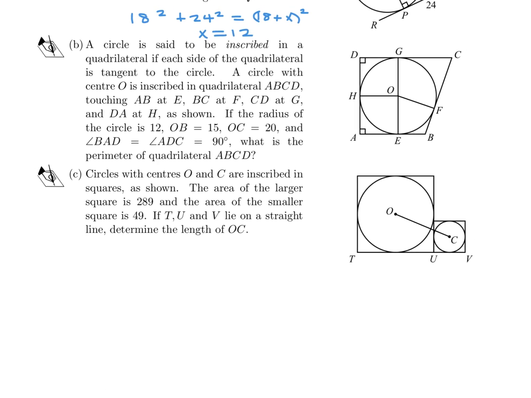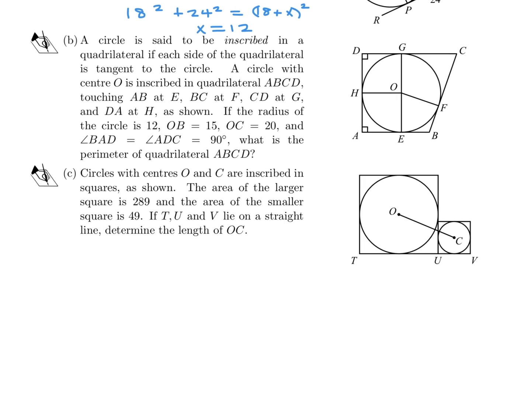Part B. A circle is said to be inscribed in a quadrilateral if each side of the quadrilateral is tangent to the circle. A circle with center O is inscribed in quadrilateral ABCD, touching AB at E, BC at F, CD at G, and DA at H, as shown. If the radius of the circle is 12, OB is 15, OC is 20, and angles BAD and ADC are 90 degrees, what is the perimeter of quadrilateral ABCD?